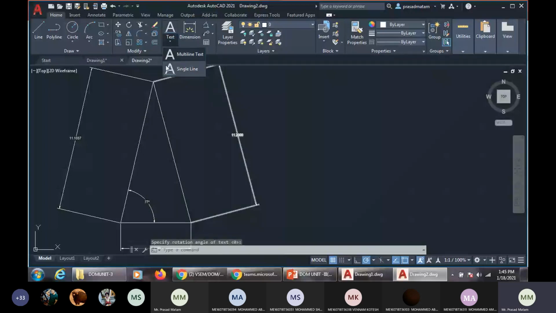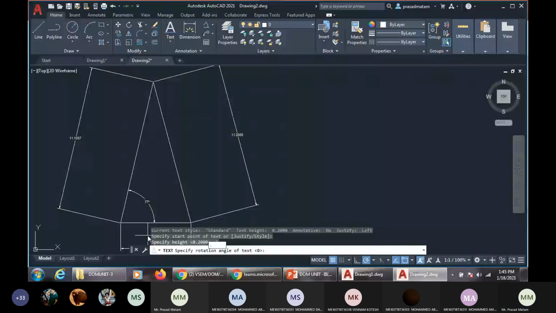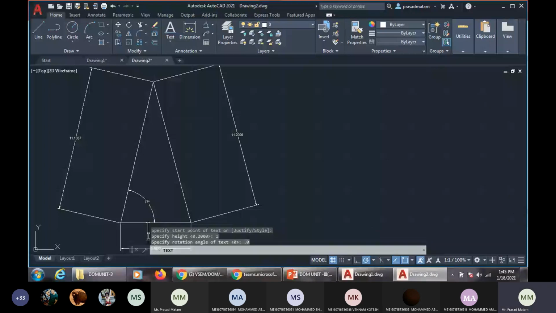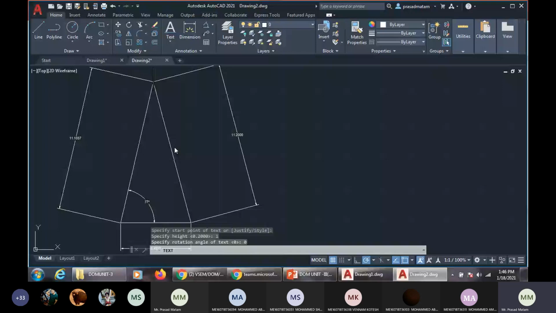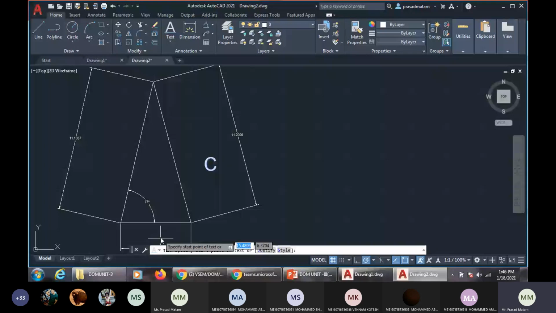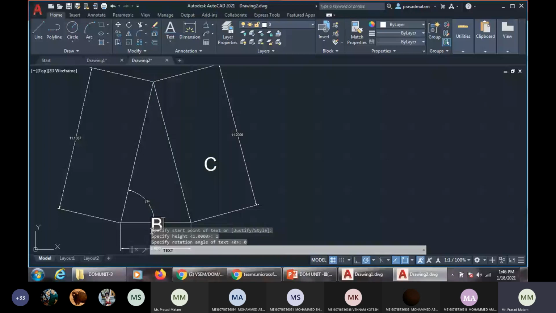Text single line for plane B. This is for plane B. Next, this is for plane C. This line is for plane C. Okay, this bottom line is for the plane B. Now this is the closing side of the polygon that gives the resultant.